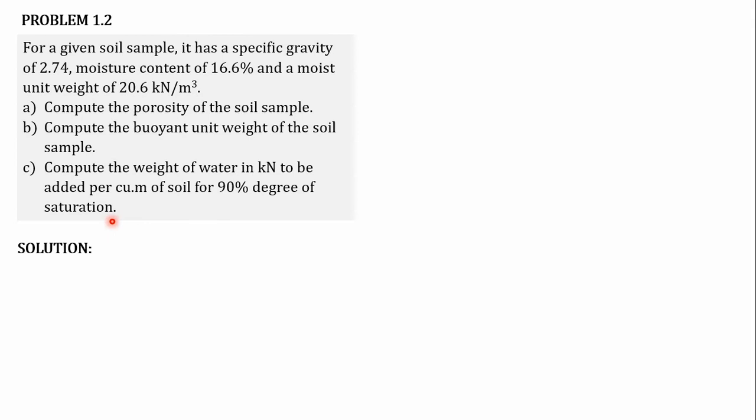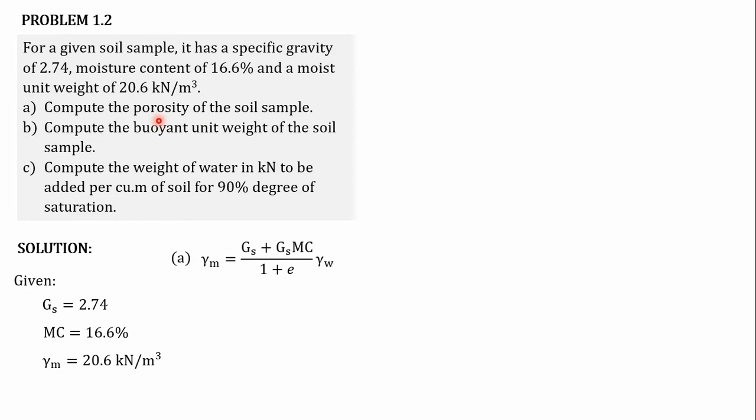Solution. How to solve? Given na tayo. We have the specific gravity equal to 2.74. Moisture content niya is 16.6%. Moist unit weight niya is equal to 20.6 kilonewton per cubic meter. Ang aim natin is to compute the porosity of soil sample. And we know that the porosity is equal to e over 1 plus e. Kung may void ratio lang tayo, masasolve natin yung porosity niya. How to solve the void ratio first?